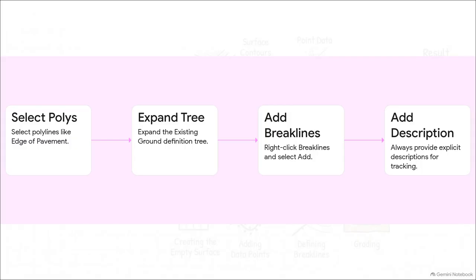The workflow to add this breakline data is incredibly straightforward, but man, is it powerful. First, you just select your drawn polylines, say your edge of pavement. Next, expand that surface definition tree, right-click on breaklines, and select Add.